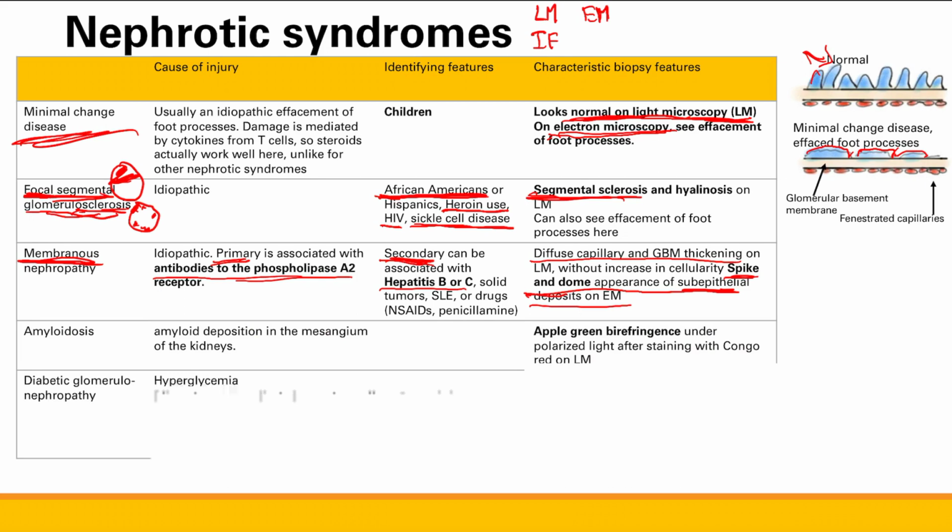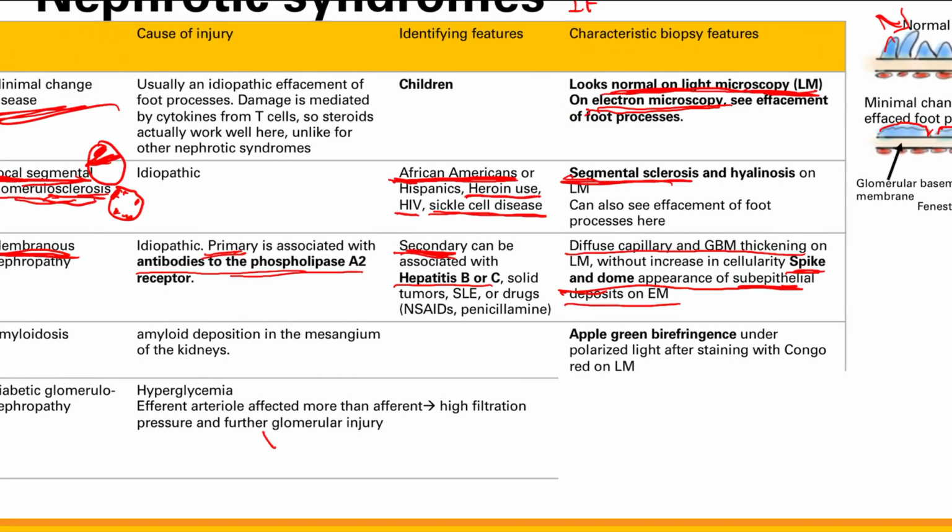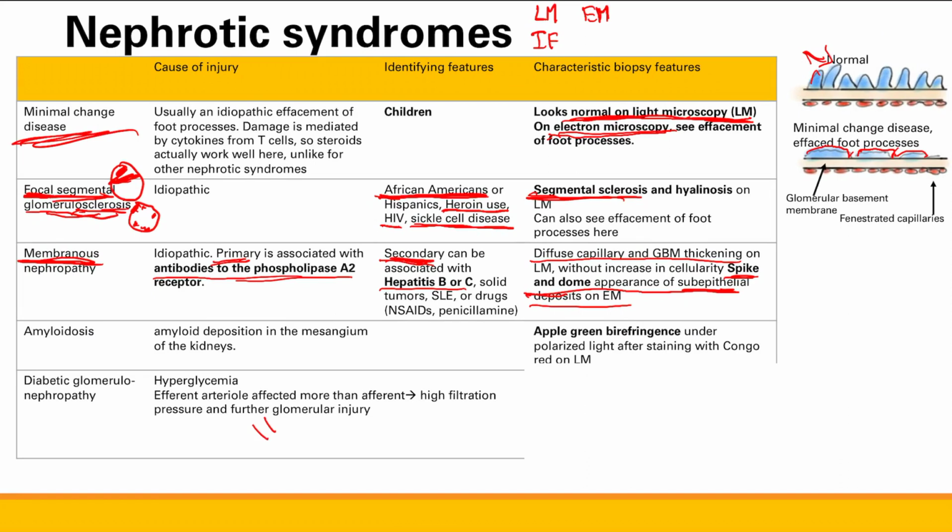Now your efferent arteriole is affected more than the afferent. So the leaving side is affected more than the entering side. Basically there's more scarring on this leaving side. So you're going to have increased pressure. Remember that pressure goes up in this glomerulus, and that's going to cause damage. Extra pressure causes damage to your glomerulus.